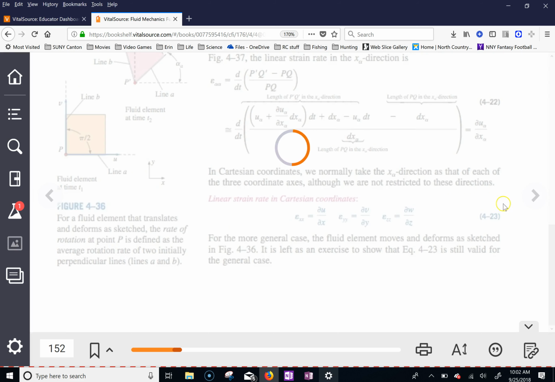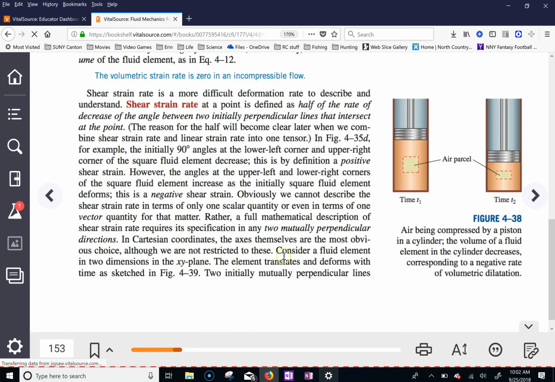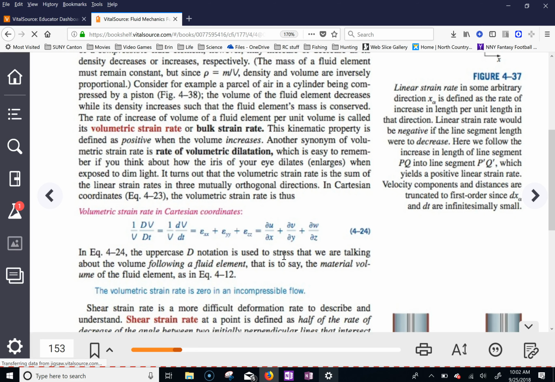All right, let me go to the next page because the next page should have it right there. So what I would write down is just write volumetric strain rate and set it equal to epsilon XX plus YY plus ZZ. So all this stuff at the beginning, don't even worry about it. Just say volumetric strain rate equals this plus that plus that.